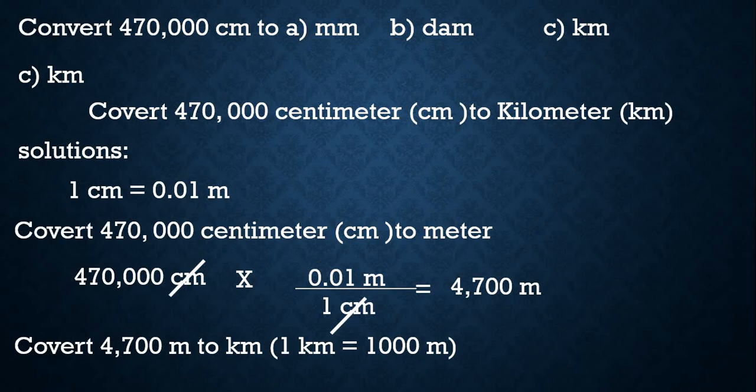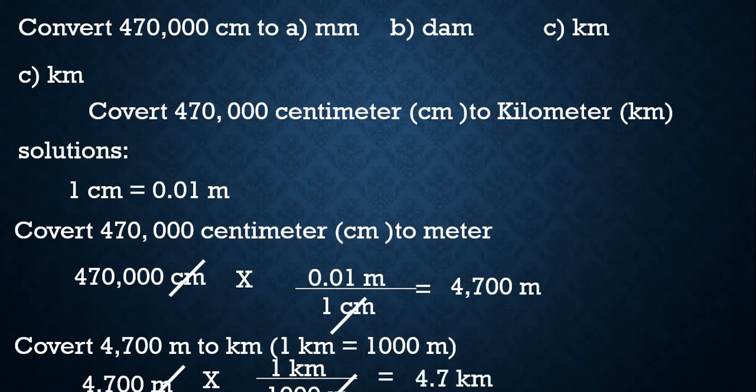Now, let us convert 4,700 meters to kilometer. And remember, 1 kilometer is equivalent to 1,000 meter. Okay, let us use 4,700 meters times 1 kilometer for the numerator and for the denominator is 1,000 meter. Why? Because 1 kilometer is equivalent to 1,000 meter. At bakit nga ang meter ang nasa baba? Para ito ay makancel natin. So that is 4.7 kilometers. So 4,700 centimeter is equivalent to 4.7 kilometers.